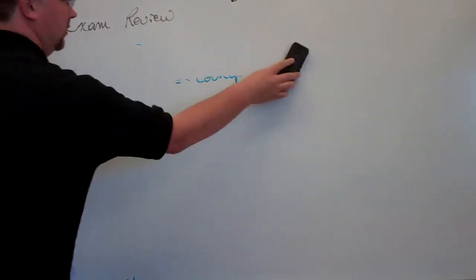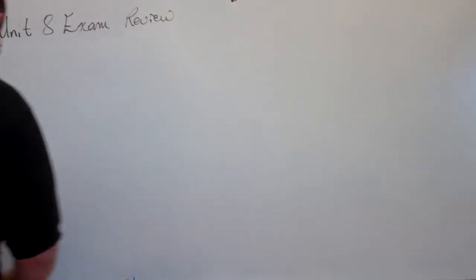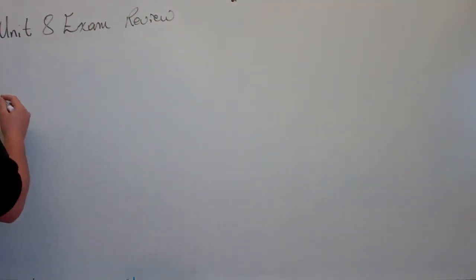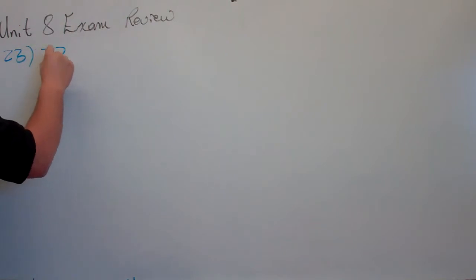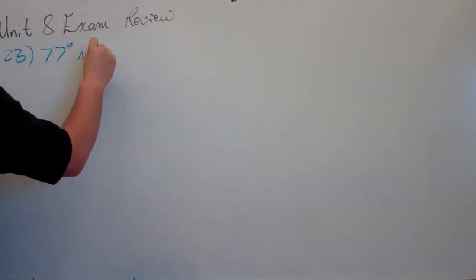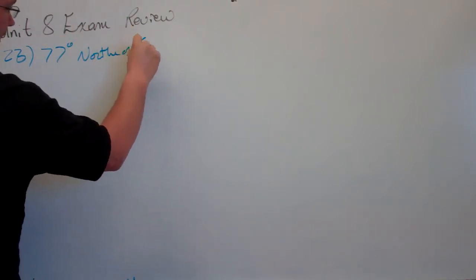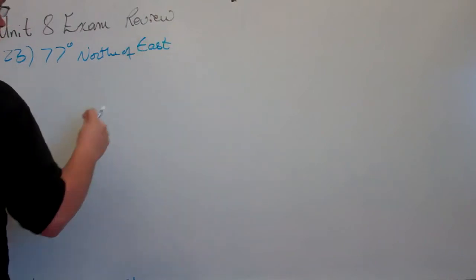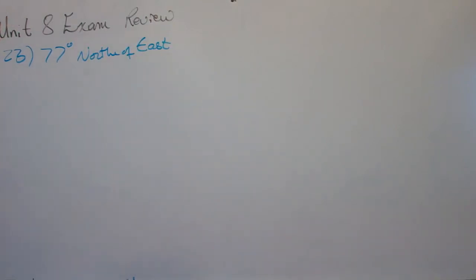23. 23 says, sketch the vector 77 degrees north of east. Alright, 77 degrees north of east.